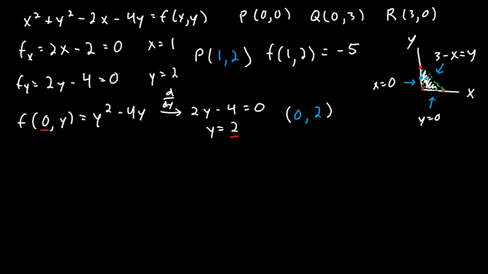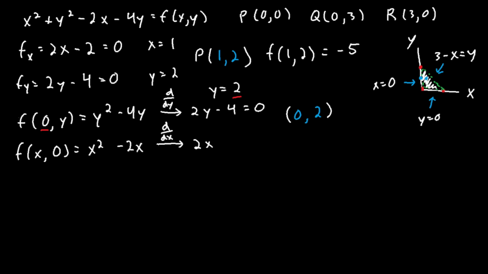Okay, let's put this up here. Let's save more space, and then let's parameterize for y equals 0 this time. So we keep x the same, but we set y to 0 this time. And if you do all the simplification, you get just x squared minus 2x. Let's derive this x function that's parameterized, and then we get 2x minus 2.